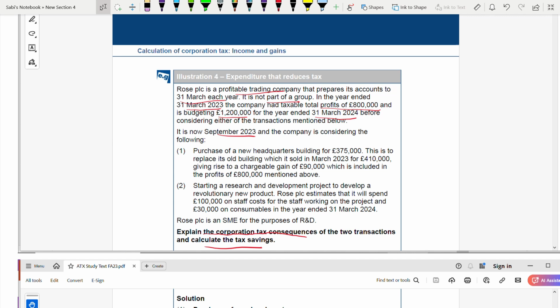Purchase of the new headquarters building for 375, to replace its old building, which is sold for 410, giving us a chargeable gain of 90, which is included in the profit of 800. Okay, next is about R&D. So it estimates it will spend 100 on staff cost and 30 on consumables.